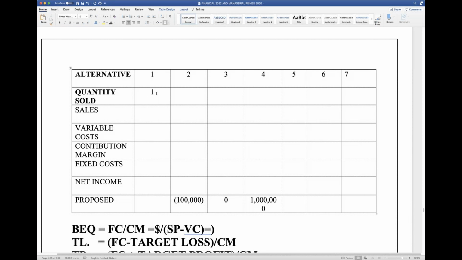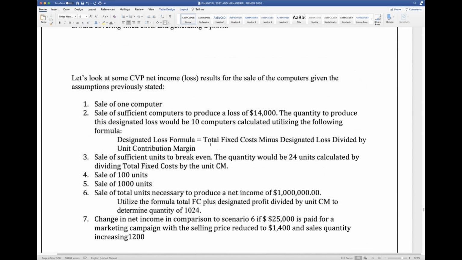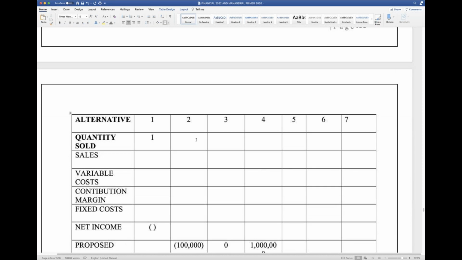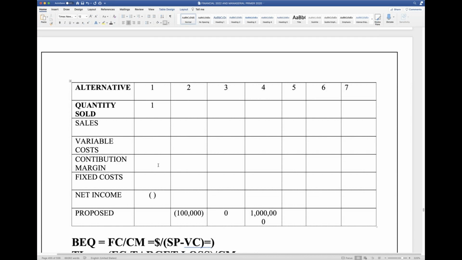Can you sell 1 item and tell me, there's no proposed here. If you sell 1 item, what's the loss going to be? It's going to be a loss. How much is that loss going to be? Because you got fixed costs and you sell 1 item. So all I want you to do is to fill out column 1 first. These are the assumptions. You should have those. And now you're filling out what's going to be the case if I sell 1 item. Can we handle that?